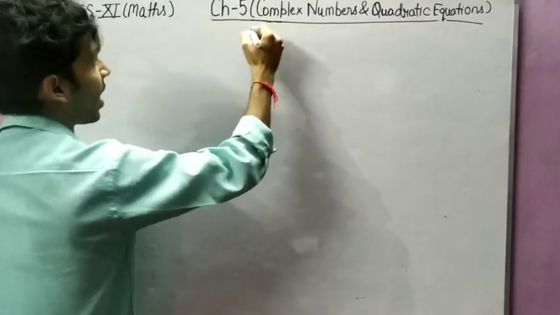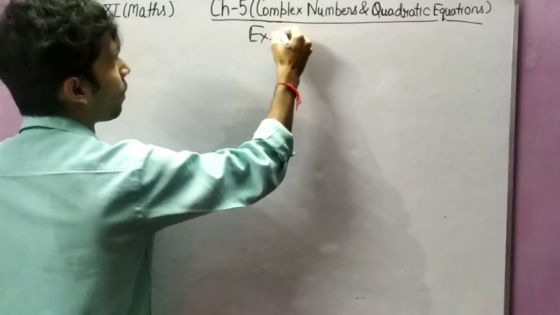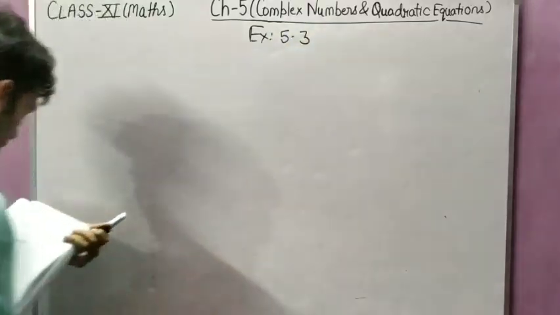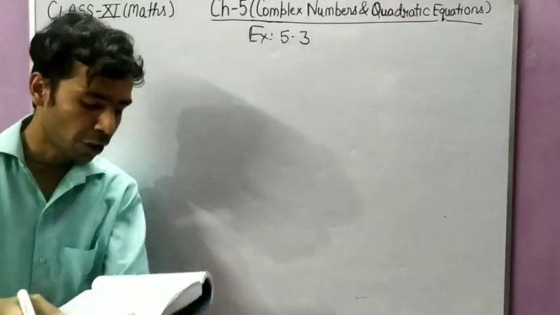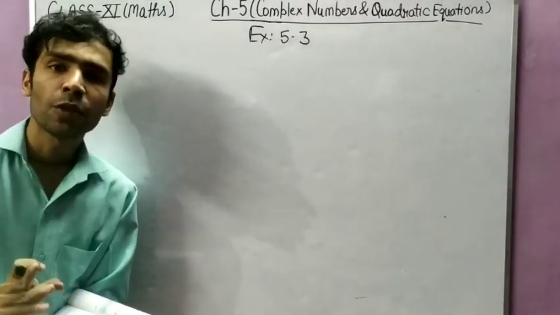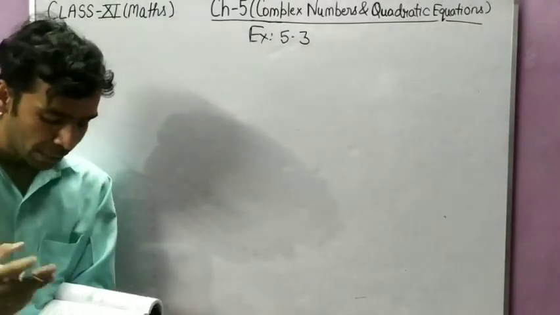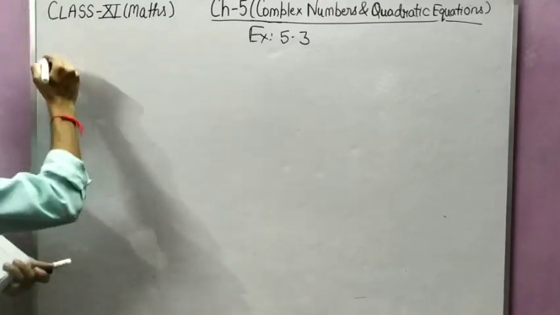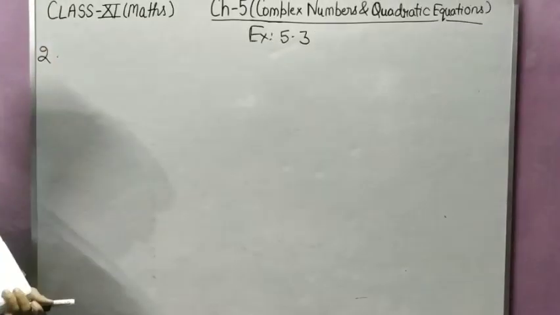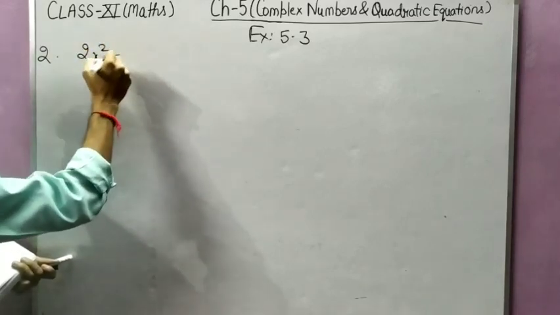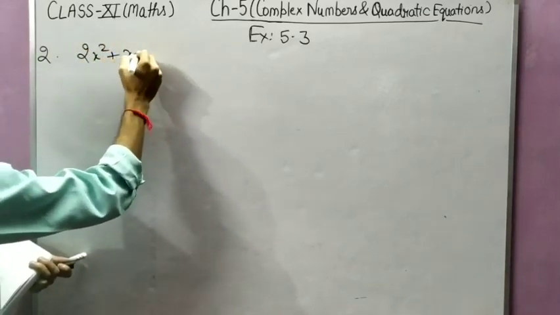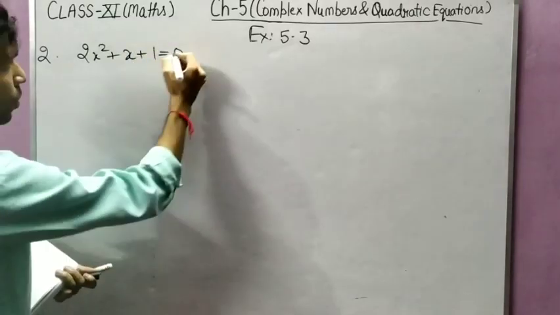Exercise 5.3. In this exercise, you have to solve each of the quadratic equations. The first question I have already told you just before, so I am starting with the second question. It is 2x² + x + 1 = 0.